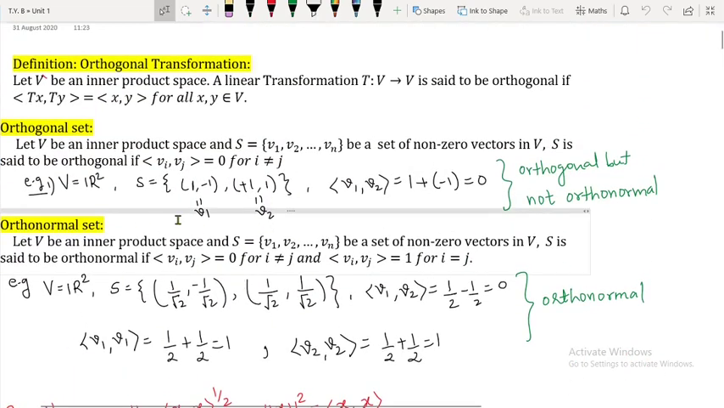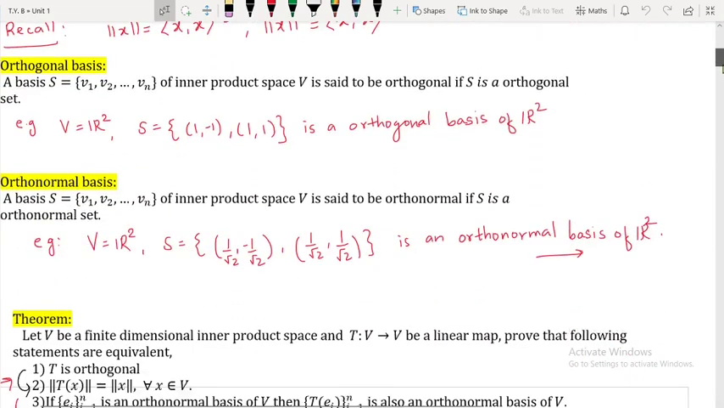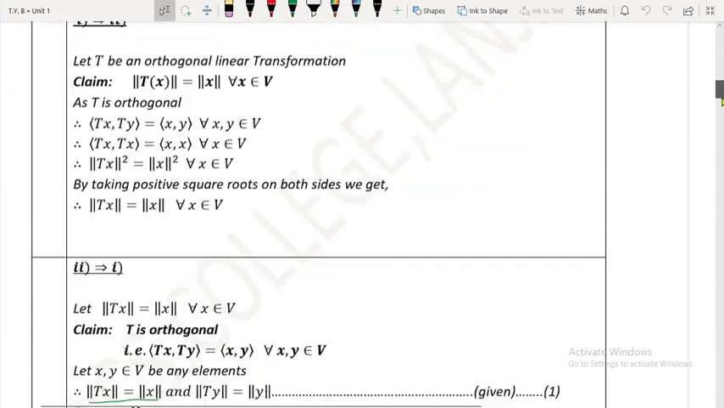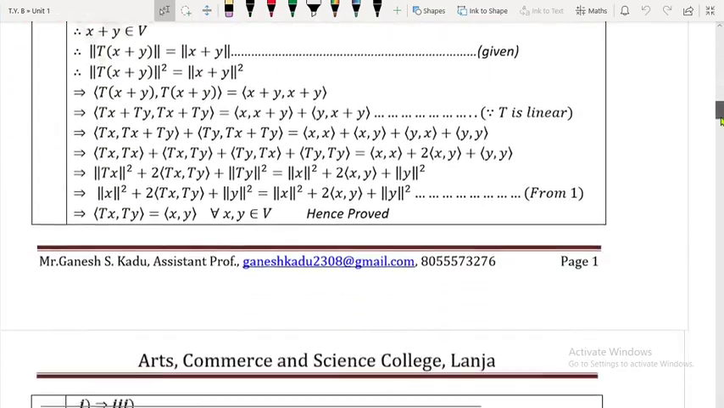A set S of an inner product space, obviously S should be a collection of non-zero vectors. Then S is said to be orthonormal if inner product of v_i with v_j is equal to 0 for i not equal to j, and inner product of v_i with v_j is equal to 1 for i equal to j. Okay, so see, the set contains the vectors v1, v2 up to vn, and all these vectors should be non-zero. Just keep it in mind. Okay, now since we have revised these concepts, let us go for the proof of 1 implies 3.